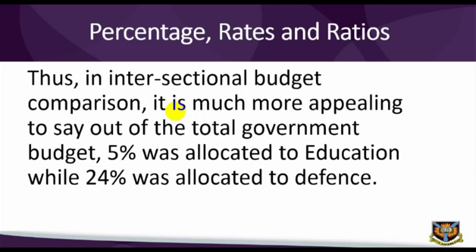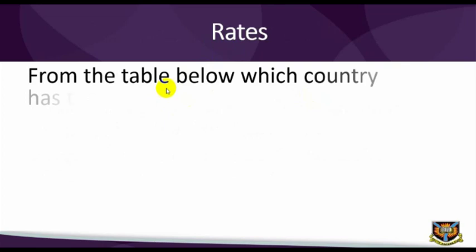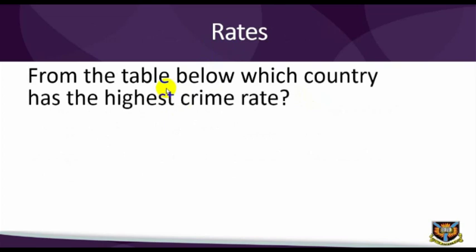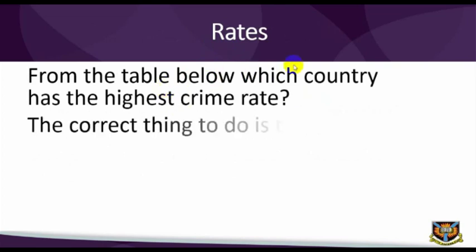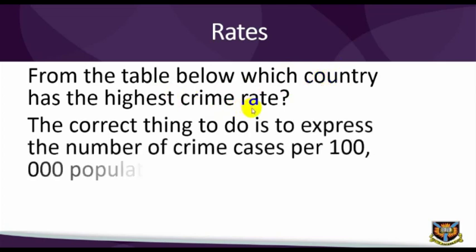Rates. Let us also illustrate this concept with a clear example. Answer this question before you proceed. Question. From the table below, which country has the highest crime rate? Country: Nigeria, Ghana, South Africa. Population: 120 million, 52 million, 40 million. Number of crime in 2001: 10,000, 3,500, 8,000.